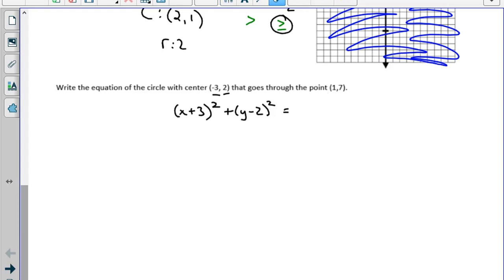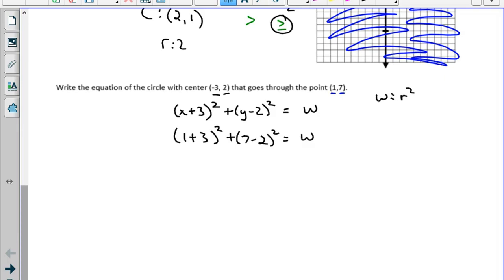I can make it r squared, or I can just figure out what it is because I don't really need to know r. It doesn't specifically tell me that I need the radius. So I can just call this some value. Let's say it's w, whatever we want to call it. Now I'll take the point 1, 7 and I'll substitute it in for x and y. So I have 1 plus 3 squared plus 7 minus 2 squared equals whatever r squared is going to be.